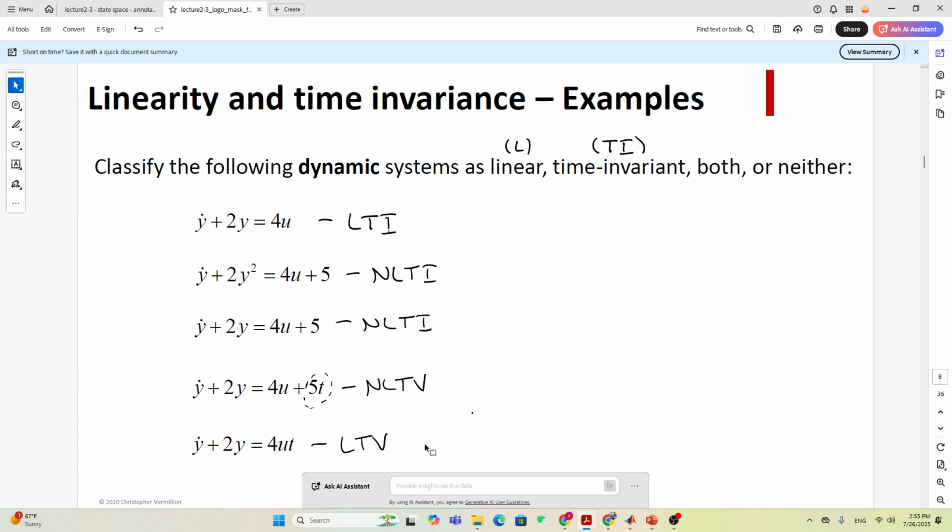So the last one, we have t, but it is part of a coefficient, right? It's considered as a coefficient. It will still be a linear system, but not time invariant because you have a t explicitly showing up. So it's a linear time variant system. So the previous one, as I mentioned, 5t, even though it's standalone, you also have a t explicitly in your system, so it's also time variant, not time invariant.